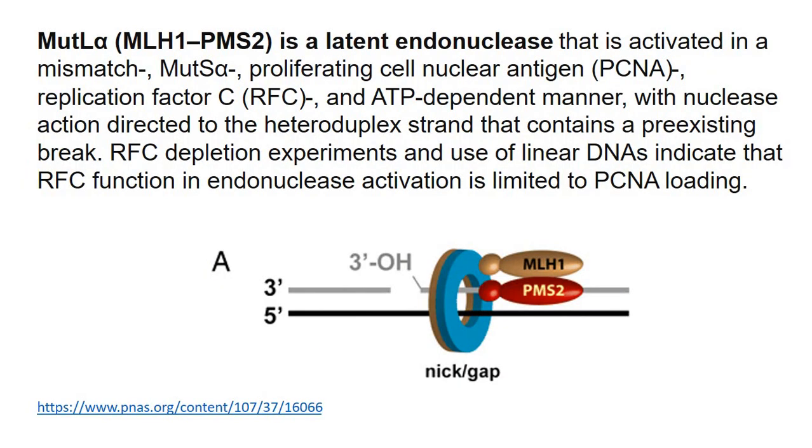MutL alpha, which is MLH1 PMS2, is a latent endonuclease. That means it's inactive. Usually it's inactive. It gets activated when there's a mismatch. There is a MutS already present on the DNA strand, the proliferating cell nuclear antigen or PCNA, and replication factor C. All these are present. This is an ATP dependent reaction, so ATP is required for MutL alpha to activate as an endonuclease.